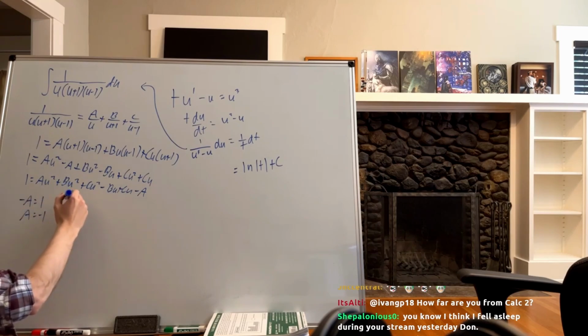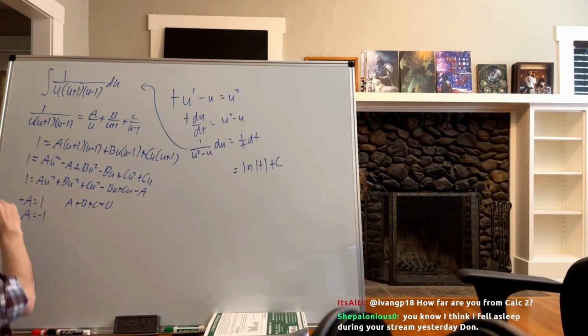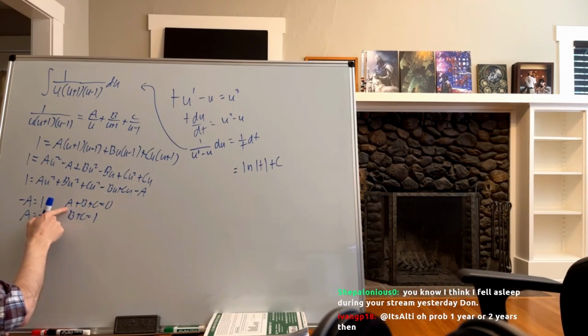We know from this that a plus b plus c equals 0 because there's no u squared term over here. A is -1. So that means b plus c equals 1 if you plug -1 in for a and add it to the other side.